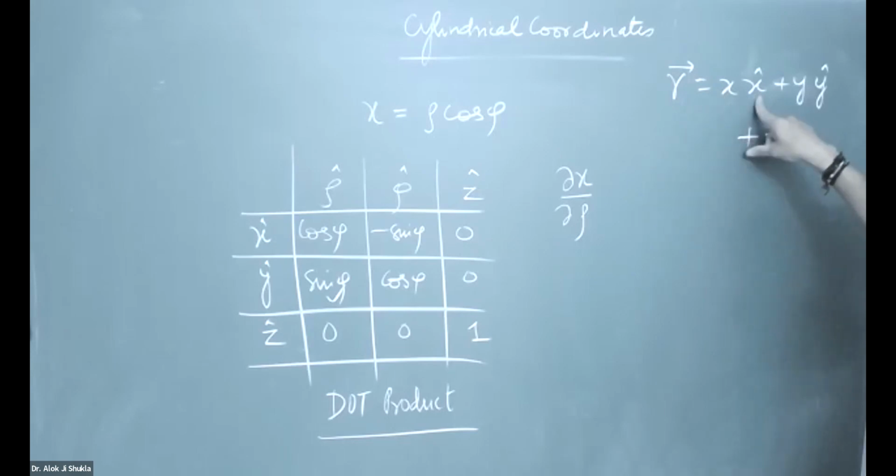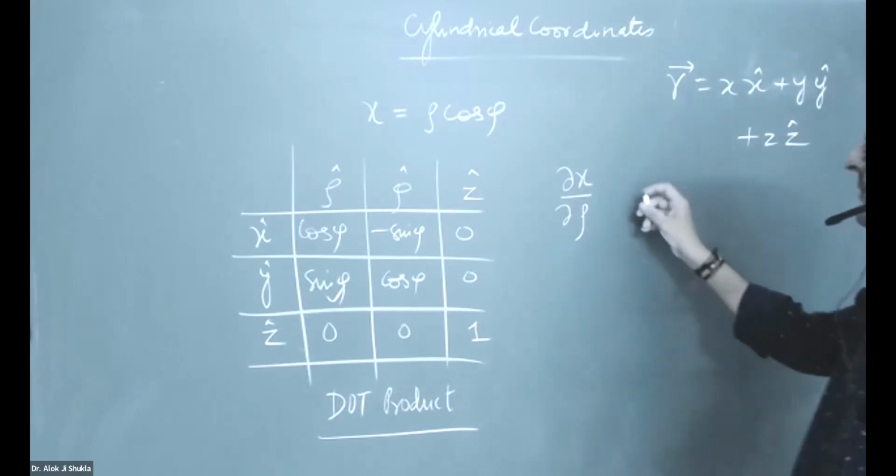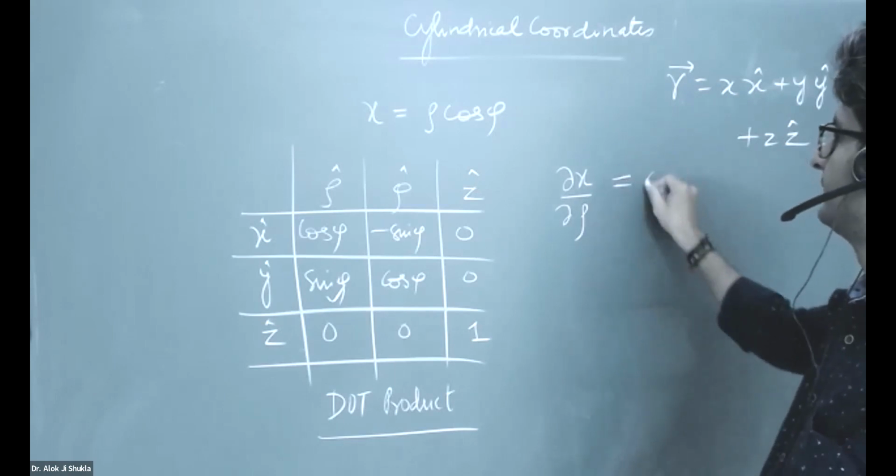You had done this, so x cap came. Yes, sir. So similarly, if we do del x by del rho, what will we get? We will get cos phi.